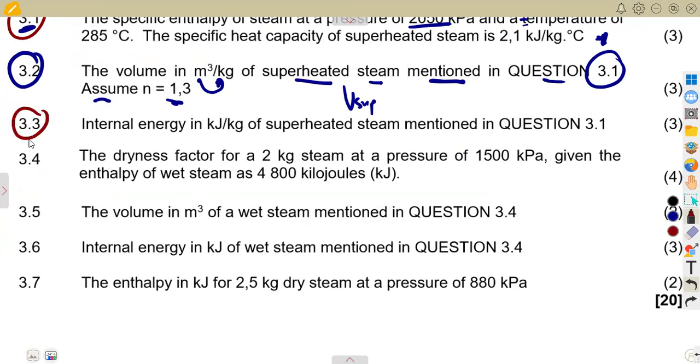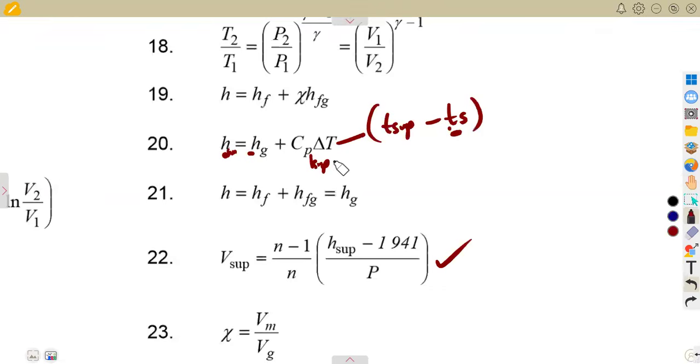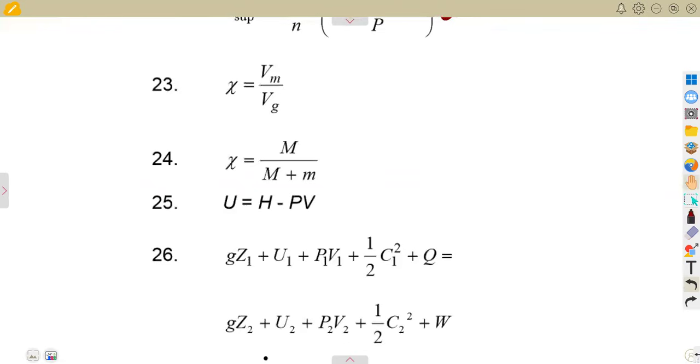Okay, 3.3. They now need us to calculate the internal energy in kilojoules per kilogram of the superheated steam mentioned again in 3.1 before. So how do we calculate the internal energy? All right, let's hope we have got this formula, but if we do not have it, I'm going to talk about it. But they're supposed to give it. Yes, look how they gave us this one. This is the formula for the internal energy: the internal energy is given as H, which is the enthalpy, minus the pressure times the volume.